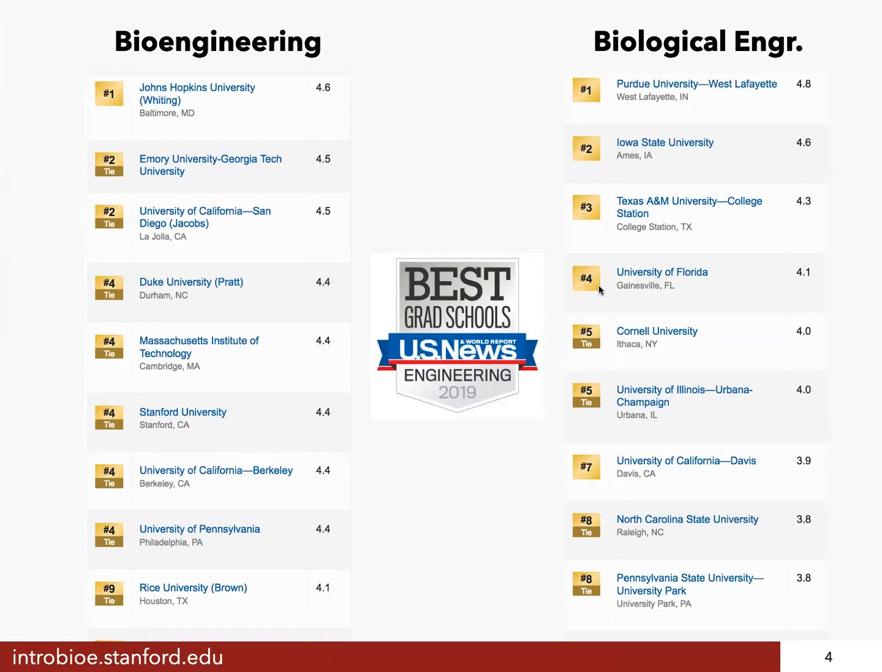What's really interesting at first glance, I'm sure everybody can see, on the left side is bioengineering, and on the right side is biological engineering. How come they're two different rankings? And what's the difference between bioengineering and biological engineering? And does it matter? Well, it turns out that these rankings and the split of the rankings comes from the past. It's really a 20th century framework for how people were thinking about bioengineering.